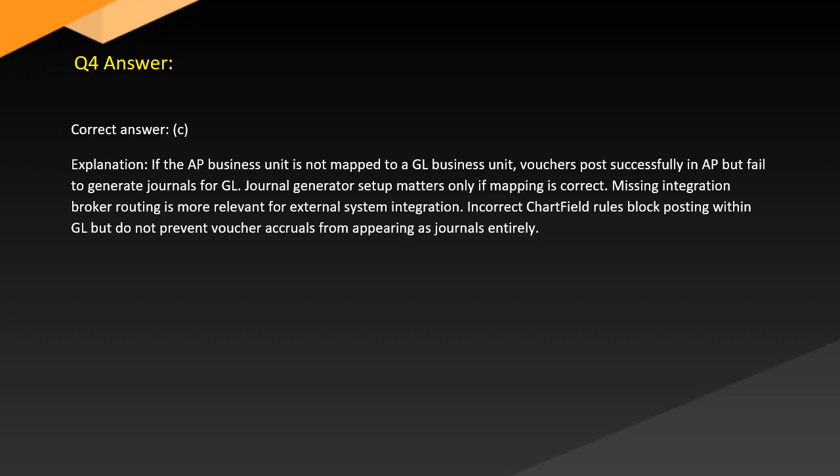Answer. Correct answer: C. Explanation. If the app business unit is not mapped to a GL business unit, vouchers post successfully in AP but fail to generate journals for GL. Journal generator setup matters only if mapping is correct. Missing integration broker routing is more relevant for external system integration. Incorrect chart field rules block posting within GL but do not prevent voucher accruals from appearing as journals entirely.